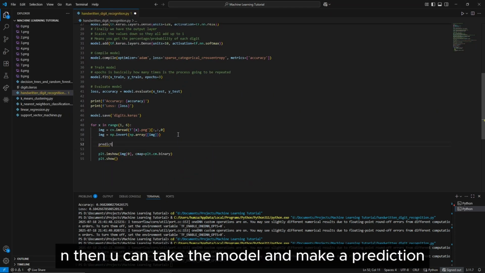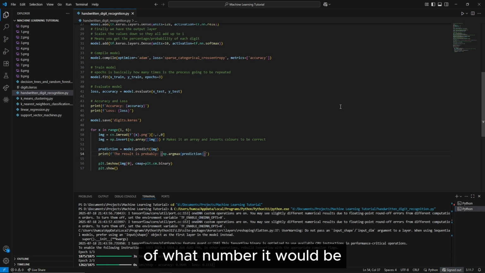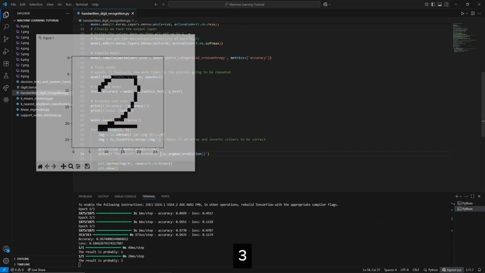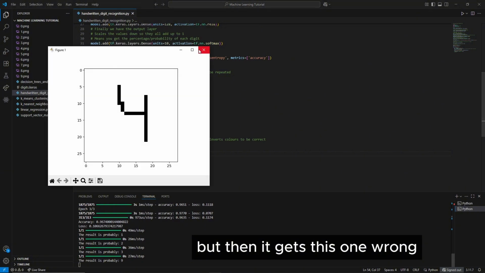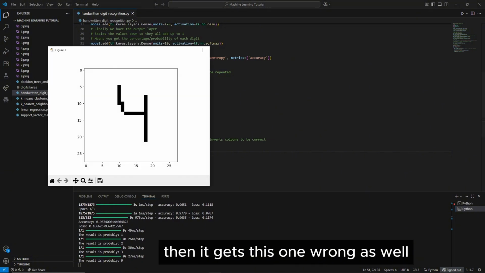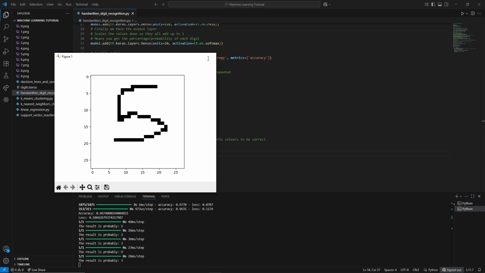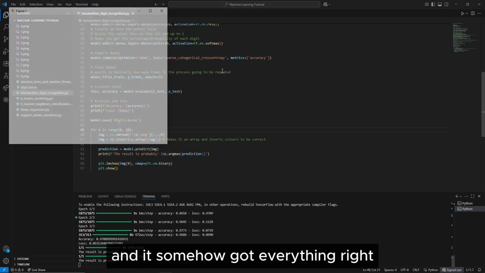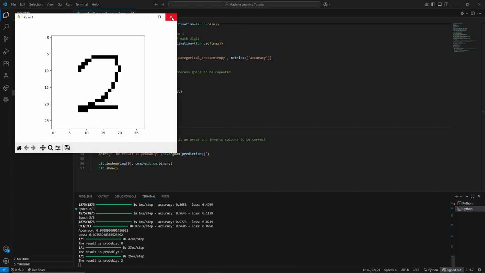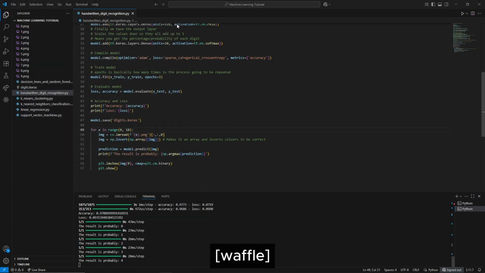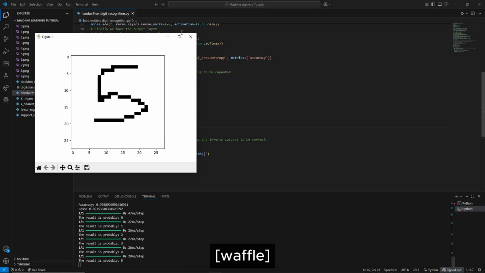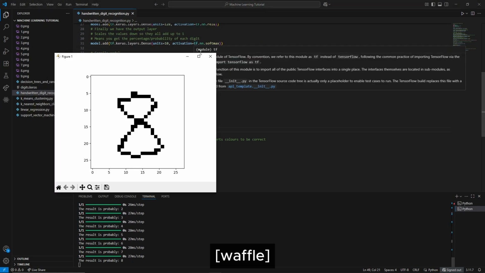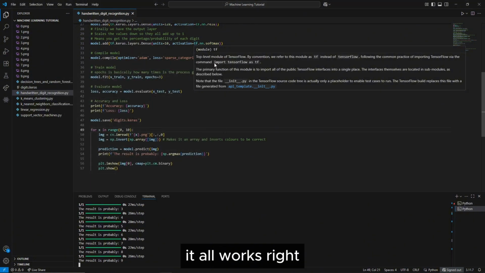And then you take the model and make a prediction of what number it would be. So as you can see in this one, it says 1, 2, 3, but then it guessed this one wrong, and then it guessed this one wrong as well. And then I tried with all of the numbers, and it somehow got everything right in this one, so I guess that's good and it works. So as you can see, it said up to 9, I think. Yeah, it all works, right?